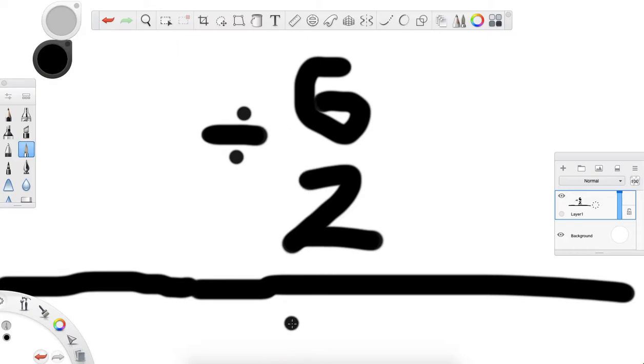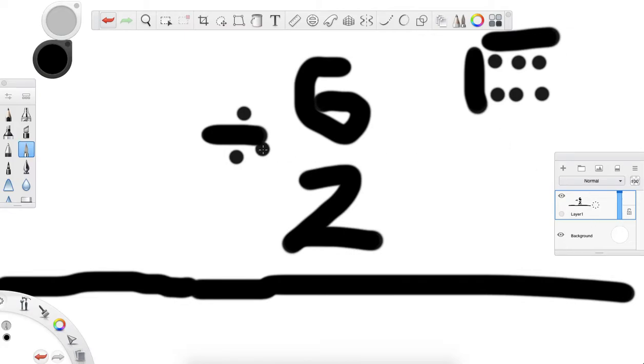So what we're gonna do here is 6 divided by 2. So let's turn that into 2 groups. So this is 1 group, 2 groups. Now we should count to 6. Okay, so let's count to 6. 1, 2, 3, right? That's 1 group. 1, 2, 3. So that's 2 groups of 3. So the answer is 3. That's a bad 3. I do not know what's wrong with my 3s.